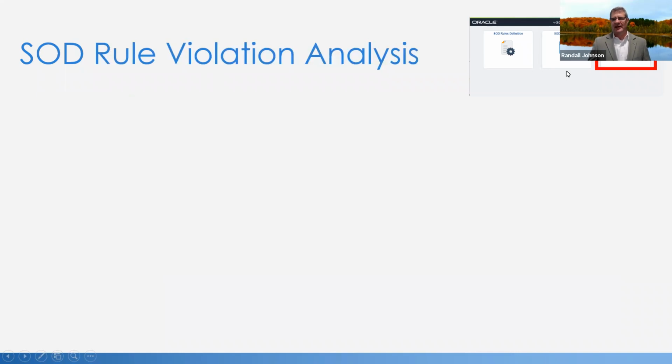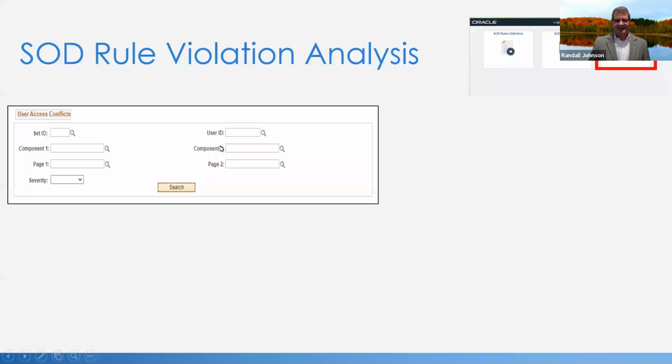Once you've run the process, I don't have screenshots of that. It is a batch process that has no parameters. It simply creates the SOD violations. What it will do is it will look across every access granted to a role, permission list, and page and compare the pages, and it will tell you whether you have violations.